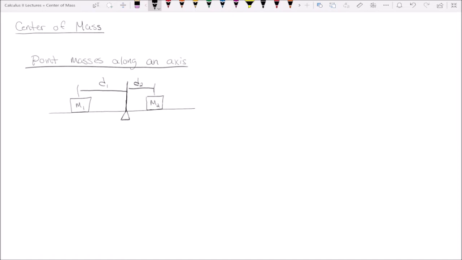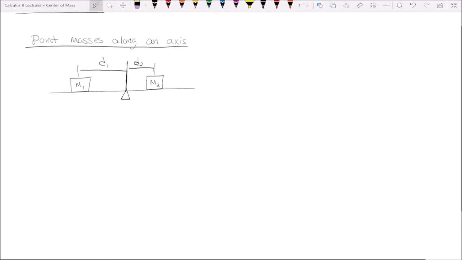Now we apply this to our situation here, and we note that the system is balanced if and only if M1 D1 is equal to M2 times D2.